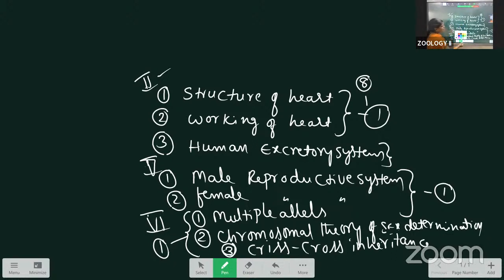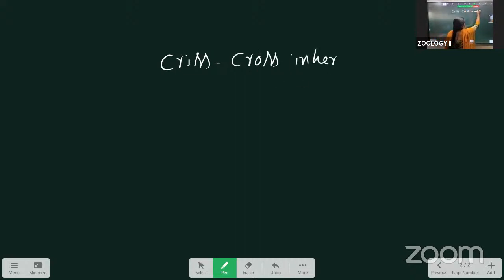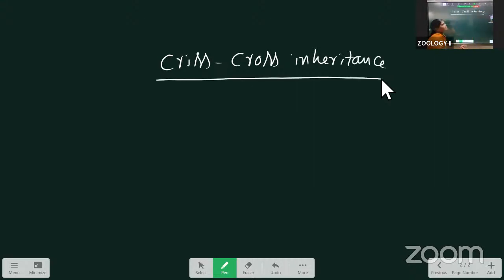Now, we start the crisscross inheritance. This is the last question. One more, genetic disorders, is also important, but it is a difficult question. Maybe it is not given in this supplementary exam. I guess from these three only they will give.